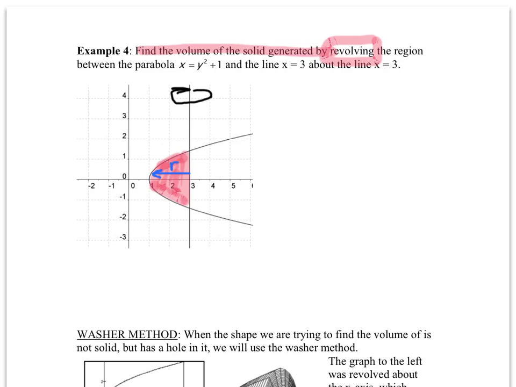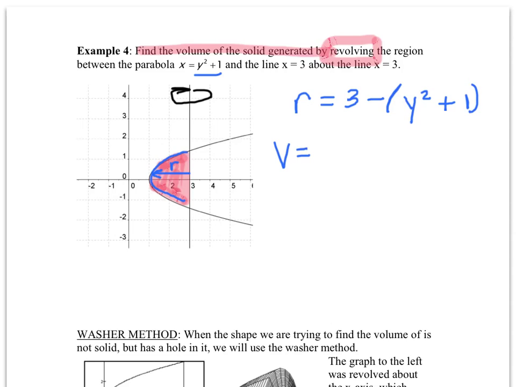And to find that little r, you're just going to do right minus left, and the right value of x is 3. The left value of x is y squared plus 1. It's these x values. So right minus left will get you the correct r value.